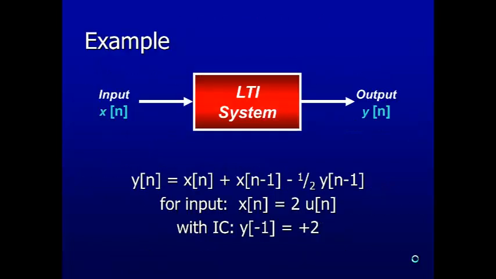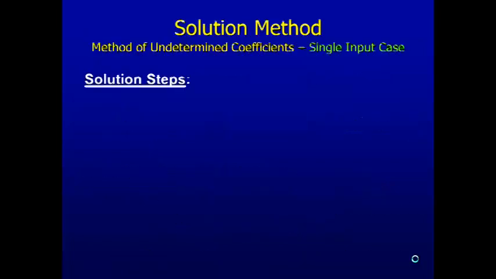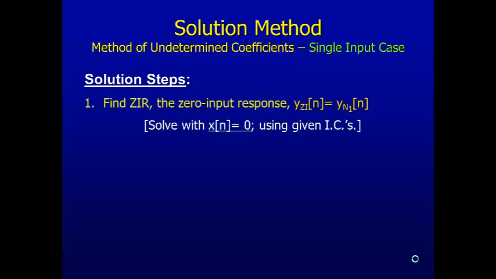All right, so let's take our example. We've already set this up, and let's walk it through the problem. First, we're going to find the zero input response, and I'm going to turn the lights up so we can see what's going on the board. And I hope you can still see what's on the screen.